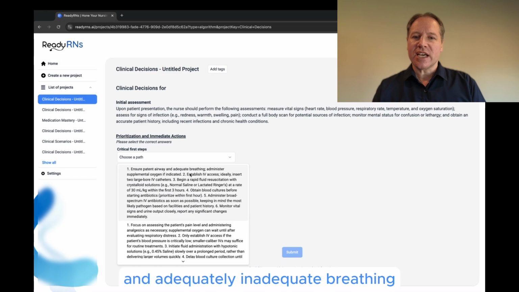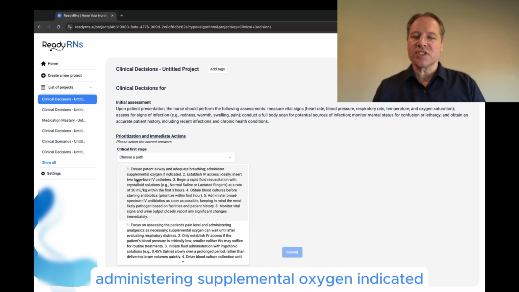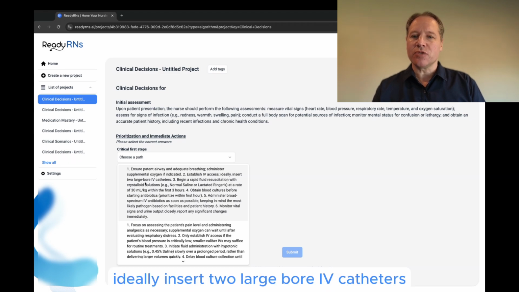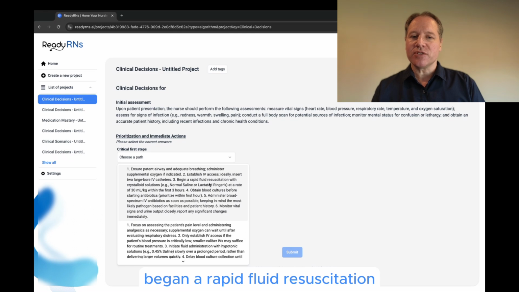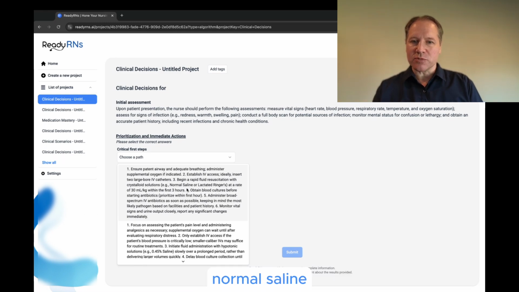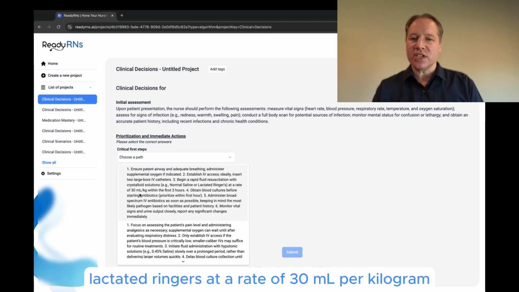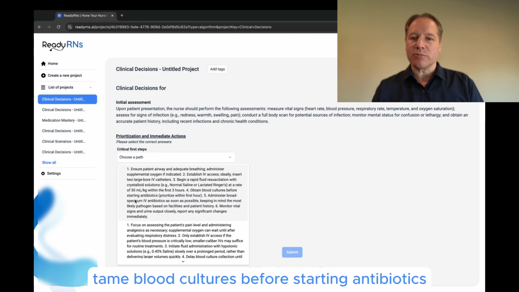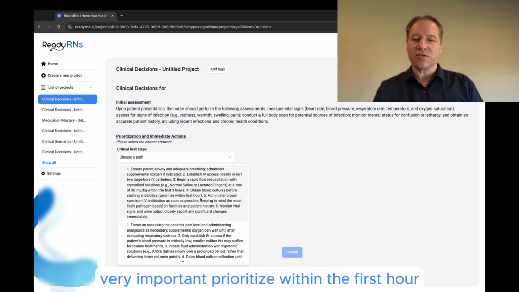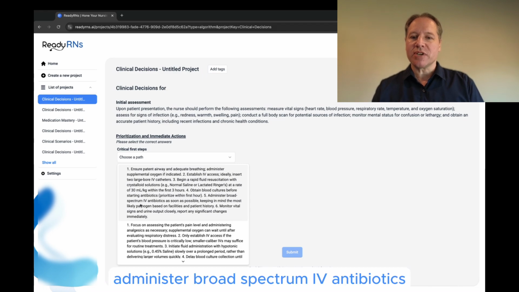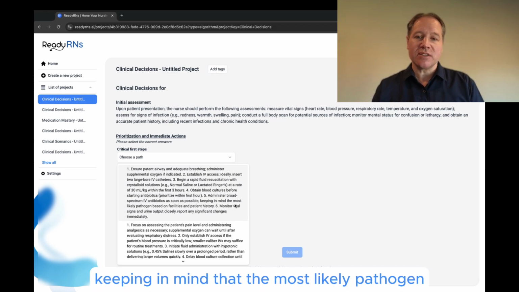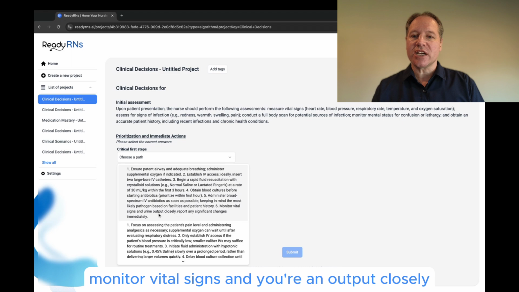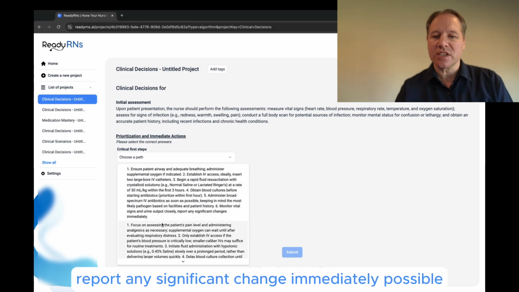Ensure patent airway and adequate breathing, administering supplemental oxygen if indicated. Establish IV access, ideally inserting 2 large bore IV catheters. Begin a rapid fluid resuscitation with crystalloid solutions, normal saline or lactated ringers, at a rate of 30 mL per kilogram within the first 3 hours. Obtain blood cultures before starting antibiotics, very important. Prioritize within the first hour. Administer broad spectrum IV antibiotics as soon as possible, keeping in mind the most likely pathogen based on facilities and patient history. Monitor vital signs and urine output closely. Report any significant change immediately.